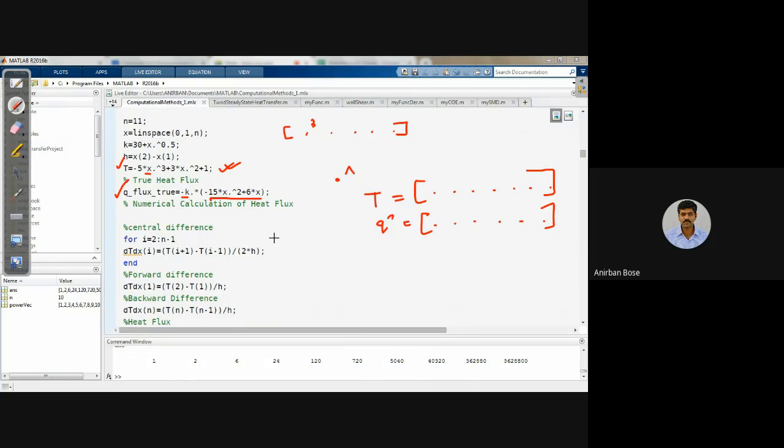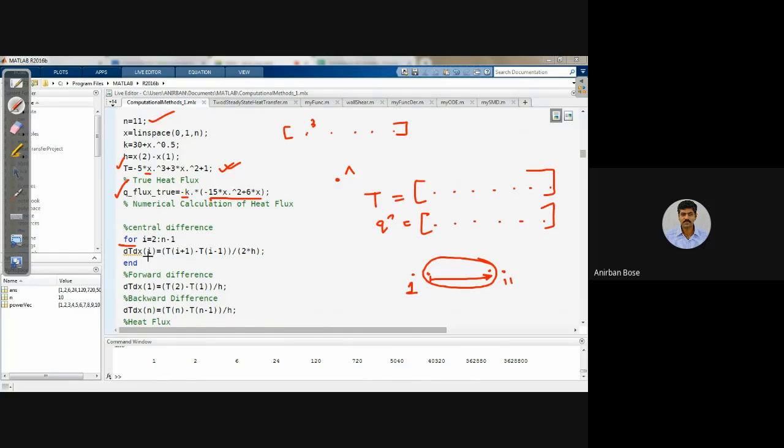Now let us see how to do the numerical differentiation and find out the heat flux. We are going to apply central difference for the intermediate grid points only. What are the intermediate grid points? Total there are n grid points, n is 11. So i is equal to 2 to n minus 1, those are the intermediate points. The left end point is i equal to 1, and the right end point is n, that is 11. So basically we are considering 2 to 10 here.